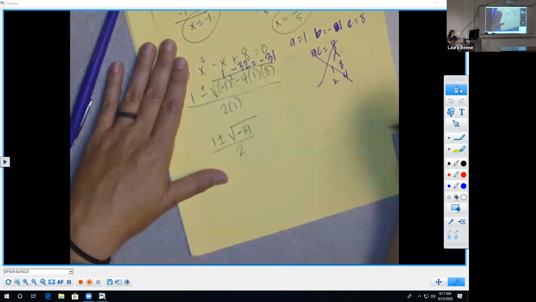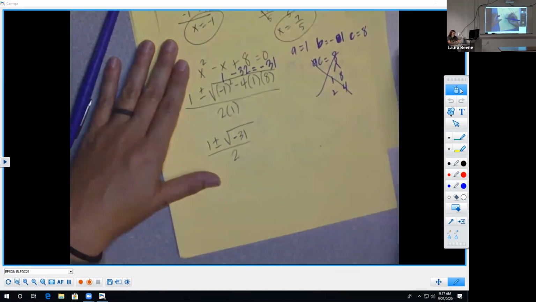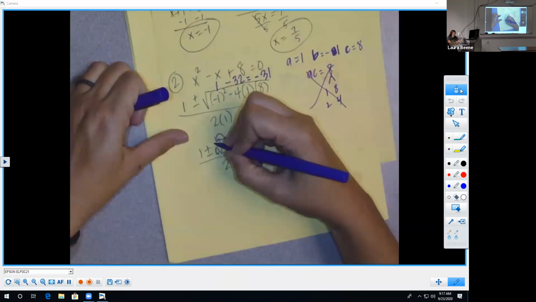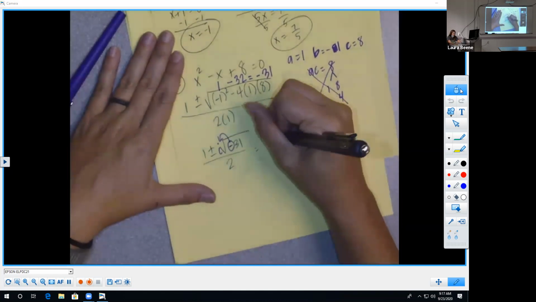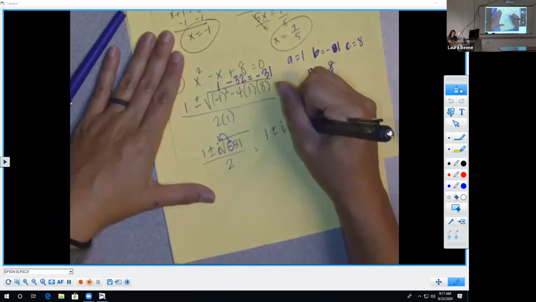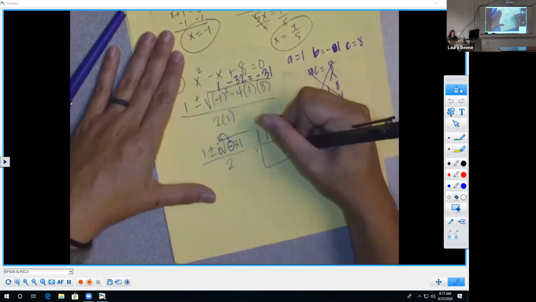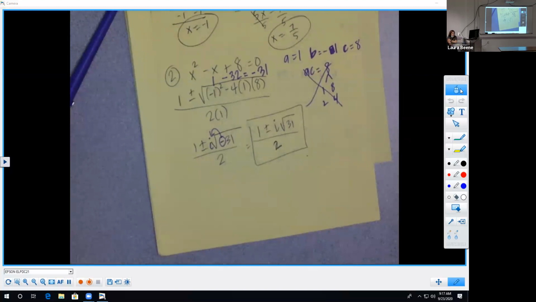Can I take the square root of -31? No. Can I pull something out? Yeah, pull out the negative. How does it come out? As an i. So my answer is 1 plus or minus i times the square root of 31 divided by 2. Questions about that?